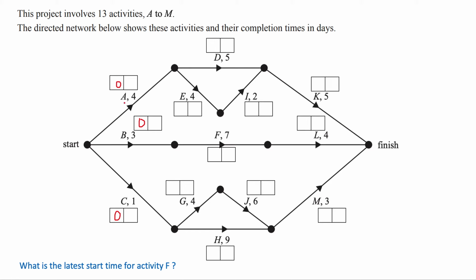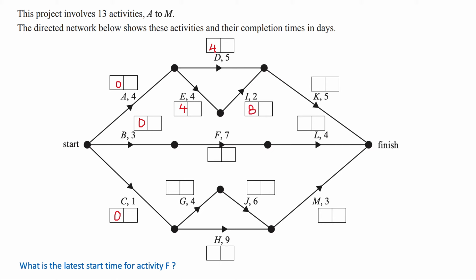If I follow on from A, it will finish after 4 days, which means E and D can both start after 4 days. Activity I is waiting for E. E starts at 4 days, takes 4 days to do, so 4 plus 4 gives me 8 for activity I.